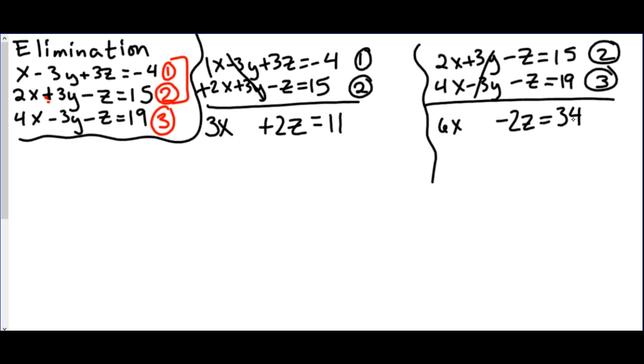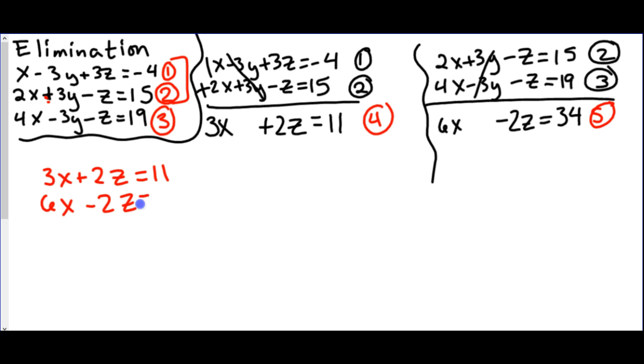So now, these two new equations we got, we'll call them equation 4 and equation 5. We need to group those two equations together. Our ultimate goal again is to get down to where we only have one letter left. So we're going to take our 3x plus 2z equals 11 and group it with our 6x minus 2z equals 34. So we grouped equation 4 and equation 5 together.